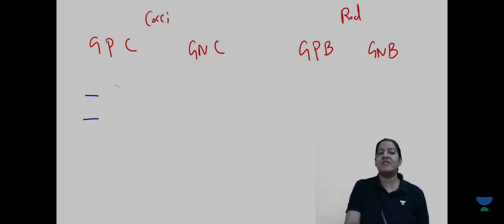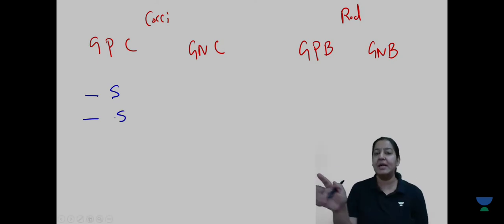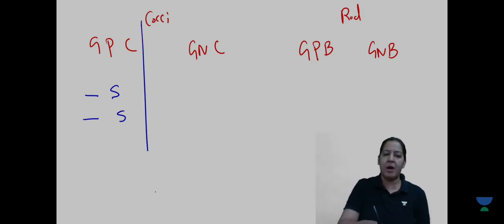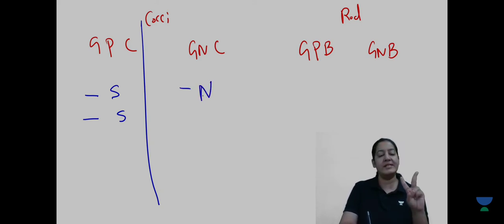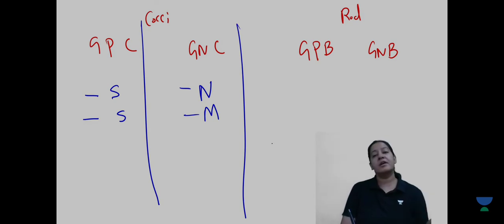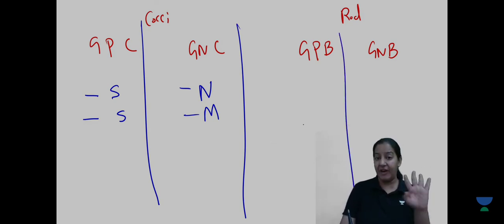Gram-positive cocci are only two, Staphylococcus and Streptococcus. That's it. Staphylococcus and Streptococcus are gram-positive cocci. Coming on gram-negative cocci, there are also two, Neisseria and Moraxella. Neisseria and Moraxella are the gram-negative cocci. Coming on gram-positive bacilli, they are five in number.